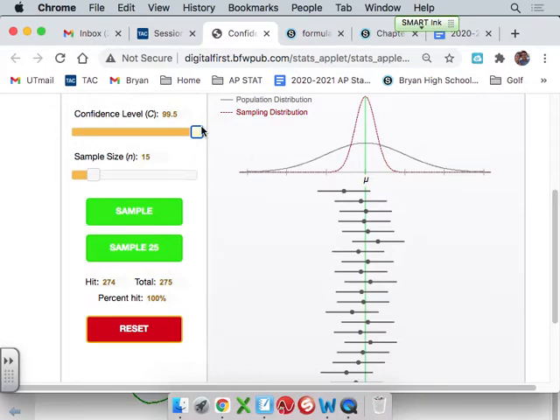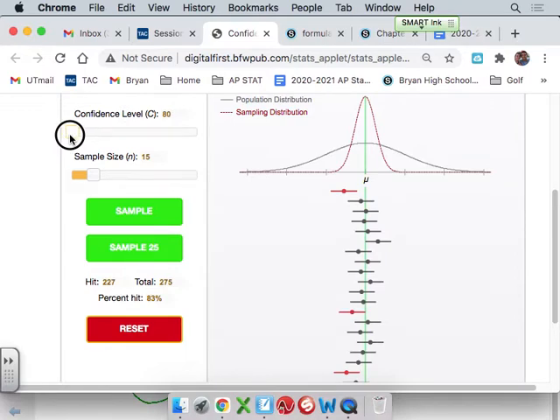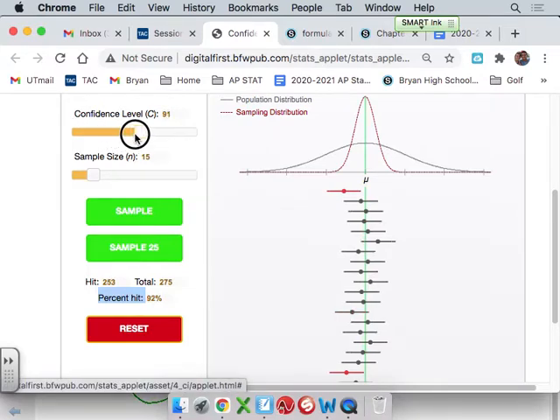So you can see if I decrease my confidence, let's go down to 80% confidence. You can see my percent hit is at about 83% of these confidence intervals actually hit the true average. So confidence level directly correlates to how many intervals, over many intervals, got hit. If I increase my confidence back to 95 or something, the interval gets bigger. If I go to 80, it gets really small.